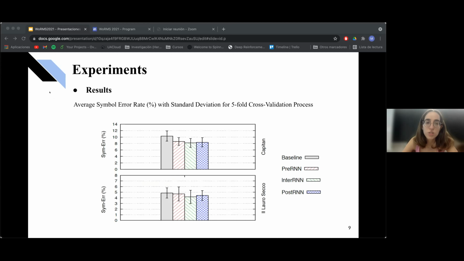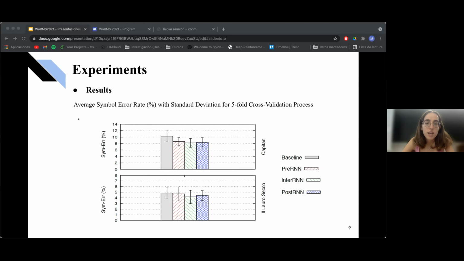And we can also see that the second scenario, which we have called inter-RNN, that is the one that does the merging after the first recurrent layer, and in the figure is the one highlighted using green lines, is the one that consistently achieves the best error rate for all the scenarios considered.